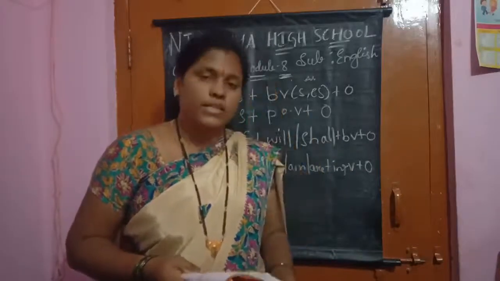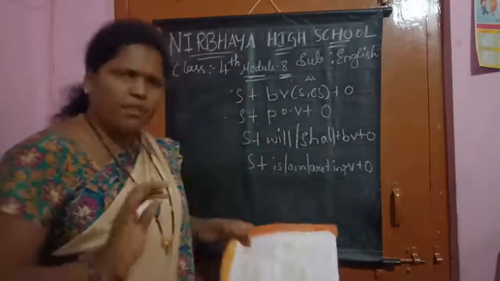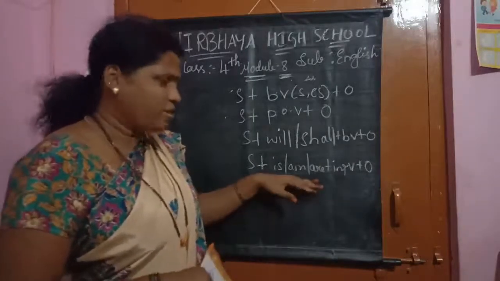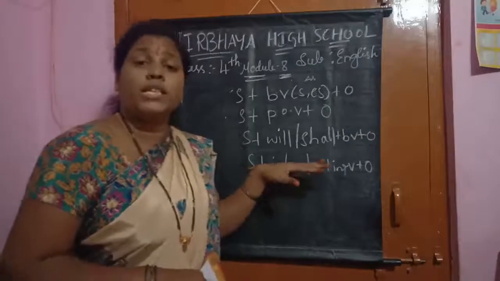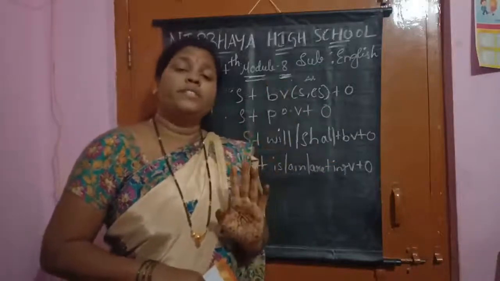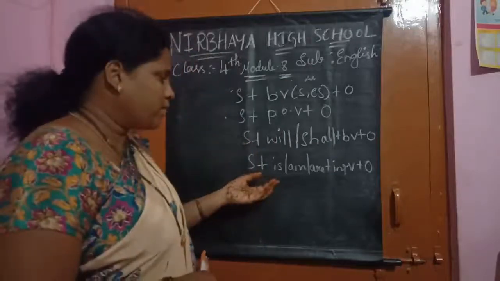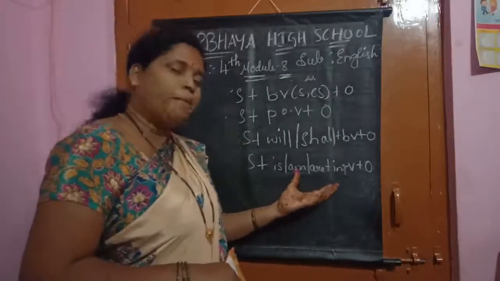And what is next? Past continuous tense. Next we have learned. What is the same? But in the place of is, am, are. See, children, what are these called? Is, am, are? Auxiliary verbs. Auxiliary verb means what? Helping verbs. Okay, children. So the sentence, it helps. Then it gets a correct meaning.